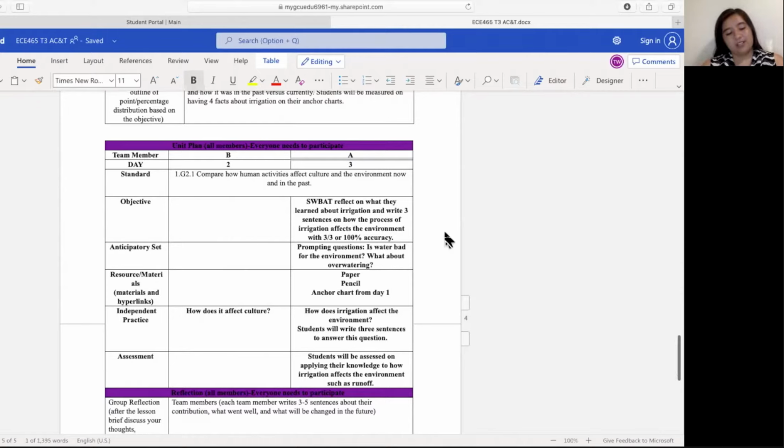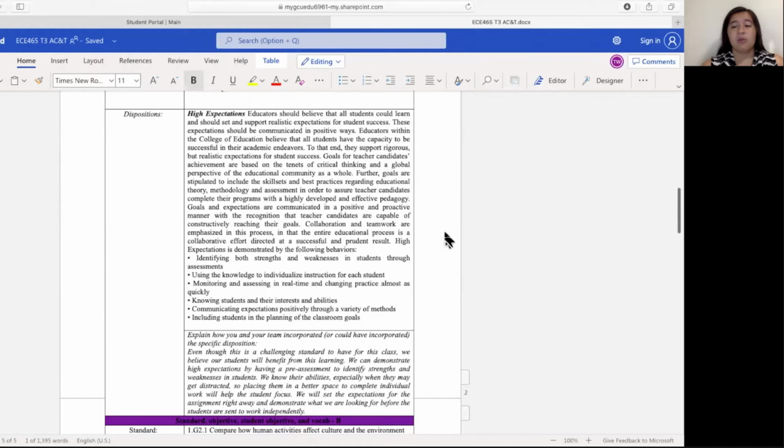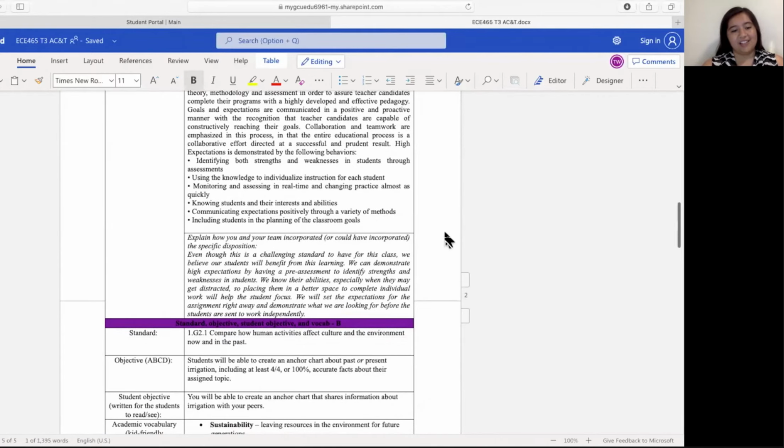Runoff happens when there's overwatering and the runoff starts to affect other things in the environment. And most of all, we have high expectations. This is a very complex standard, but we know that our students can handle it.